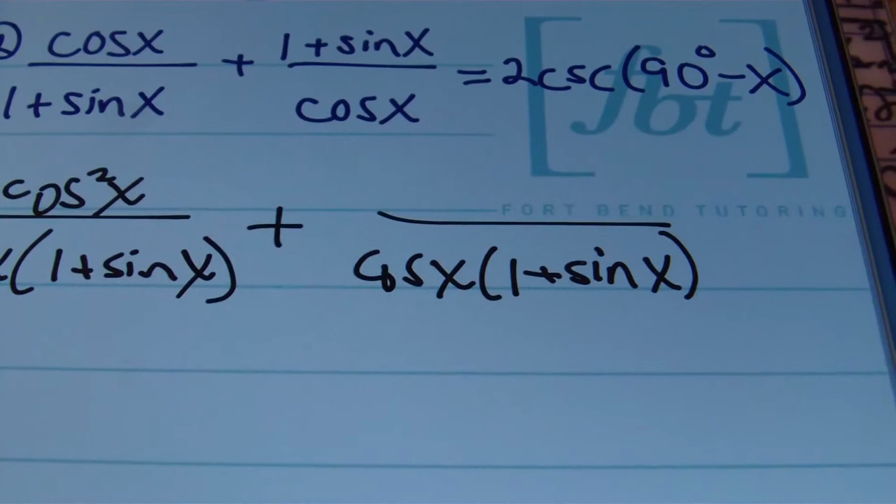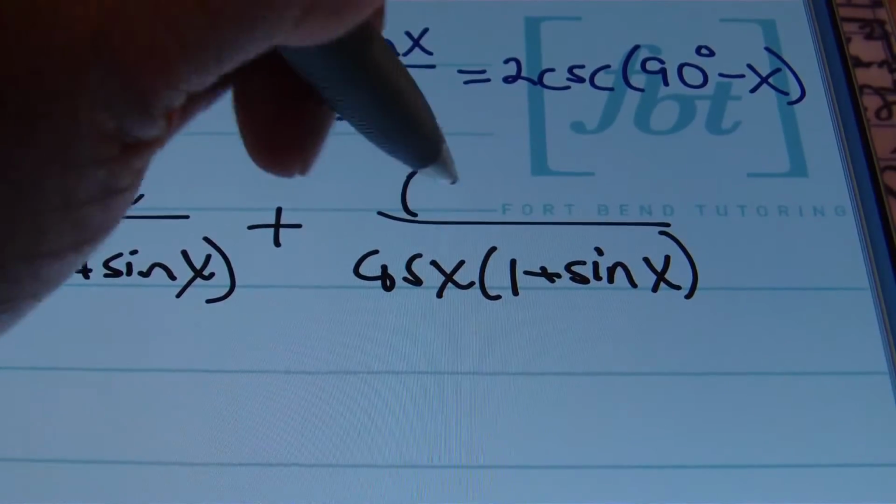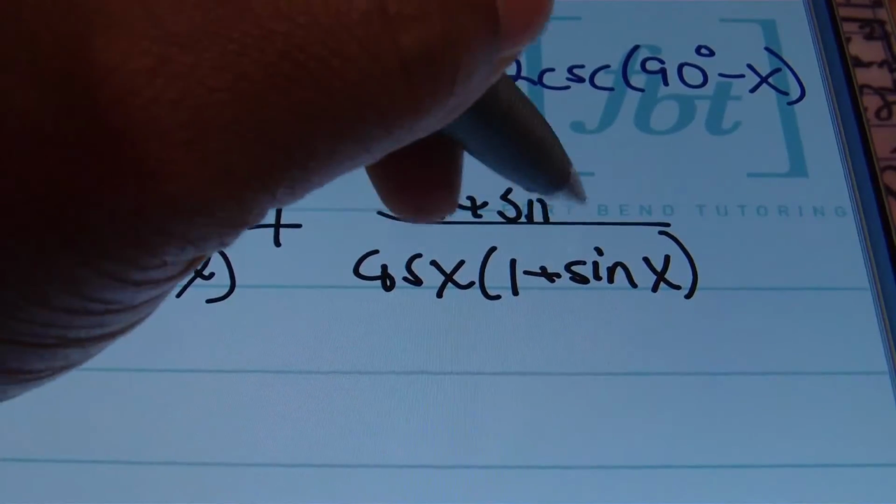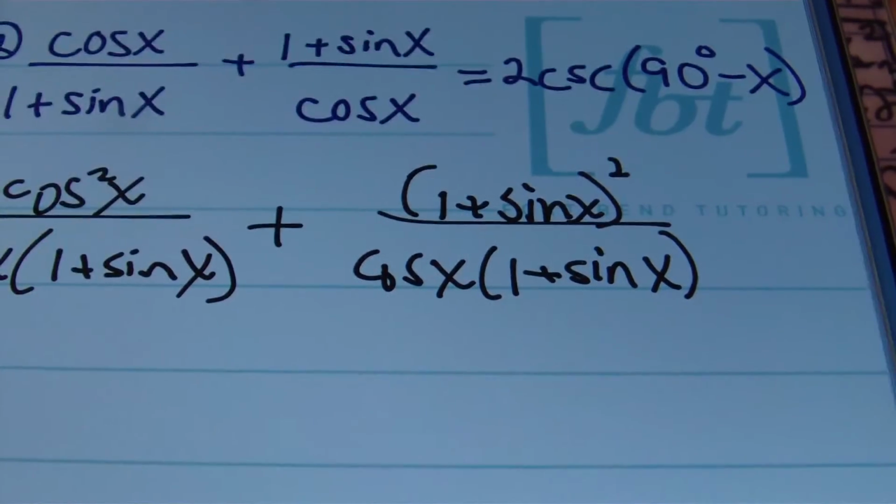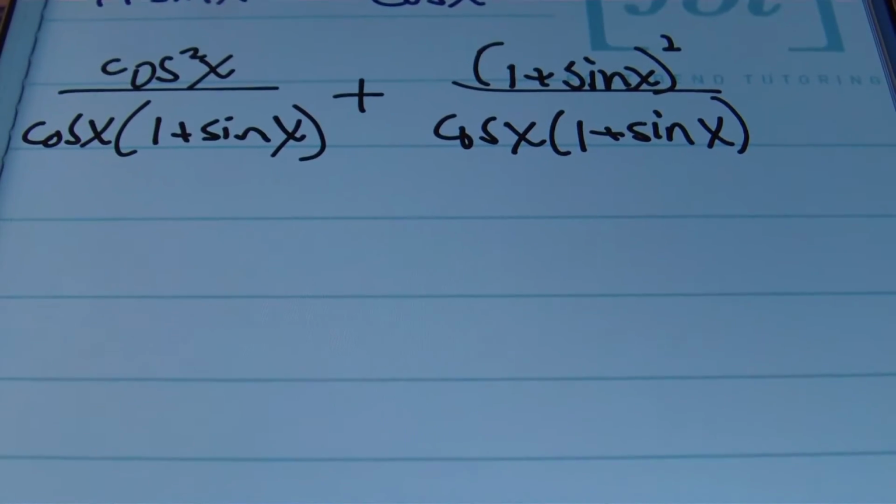Numerator there. Now, comparing our original denominator of cosine x to our common denominator, our LCD, we had to multiply by 1 plus sine x. So I'm going to go ahead and show that this is going to be 1 plus sine x squared. All right, so this is what I have thus far.